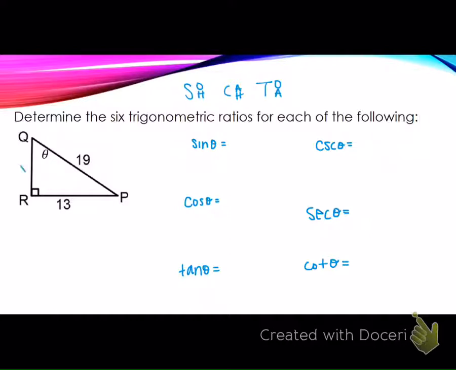So first we have to find the other side. So I have x squared plus 13 squared equals 19 squared. I don't know what 19 squared is. 361. Is it 192? Did I do that right?